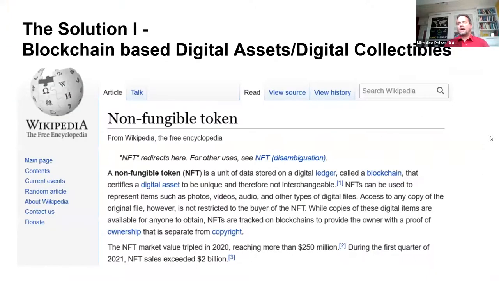So we have now two elements of the solution. The first element is that we are using blockchain technology, non-fungible tokens, to create digital assets, digital collectibles, which are uniquely identifiable contributions to these global goals implementation mechanisms. And I guess you are aware of non-fungible tokens, so no need to go into further details. We have our experts from Unique Network who will also be there to guide regarding these questions.